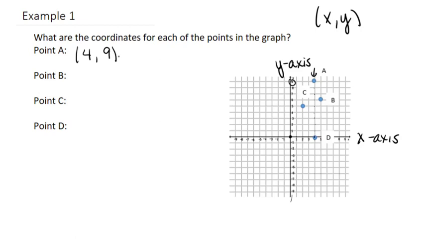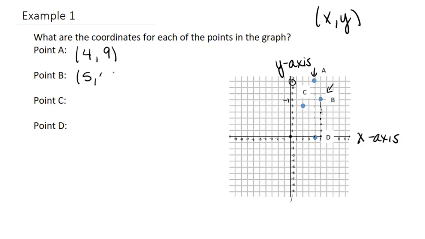Now let's look at B, which is right here. We're going to start at the origin again, and we need to go over 1, 2, 3, 4, 5. So this is where B is on. For the X, we put 5. Then for the Y, we need to go up. So it's positive. So we go 1, 2, 3, 4, 5, 6, which also shows here. So we write 6 here.